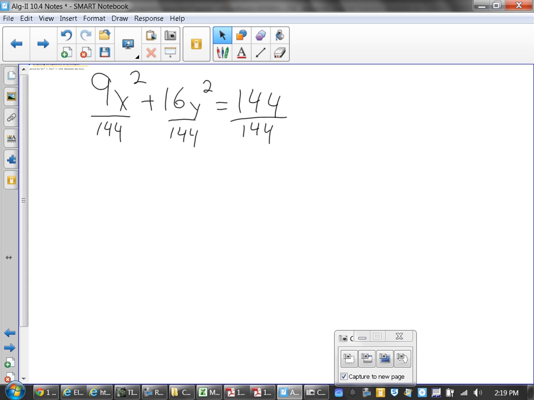You always want to make it equal to 1. And I was jokingly saying I'm not going to subtract 143. I still don't get why we won't do that.